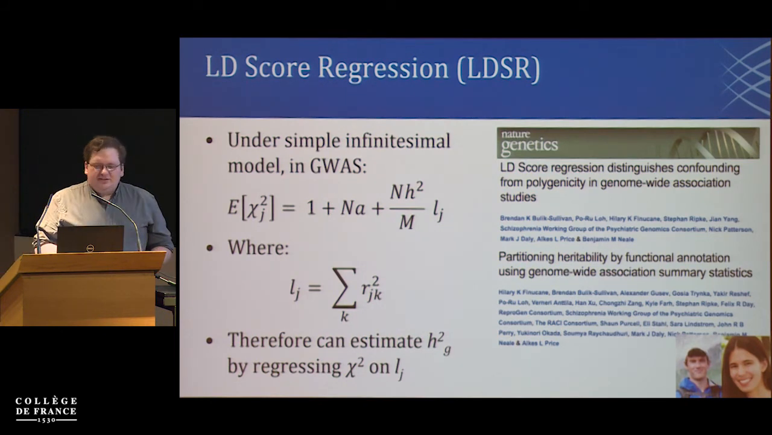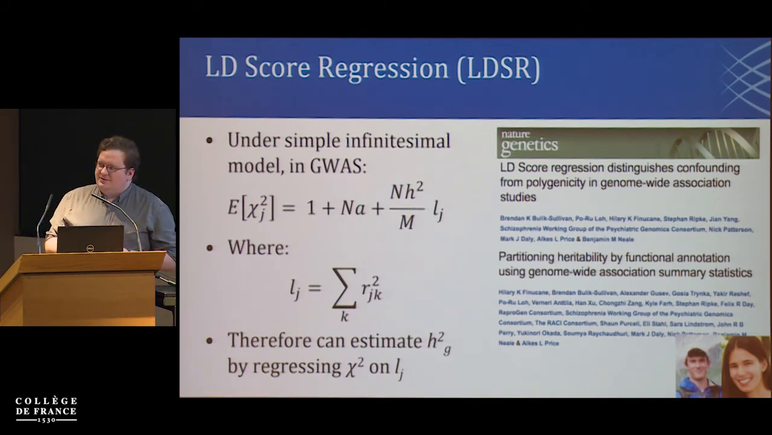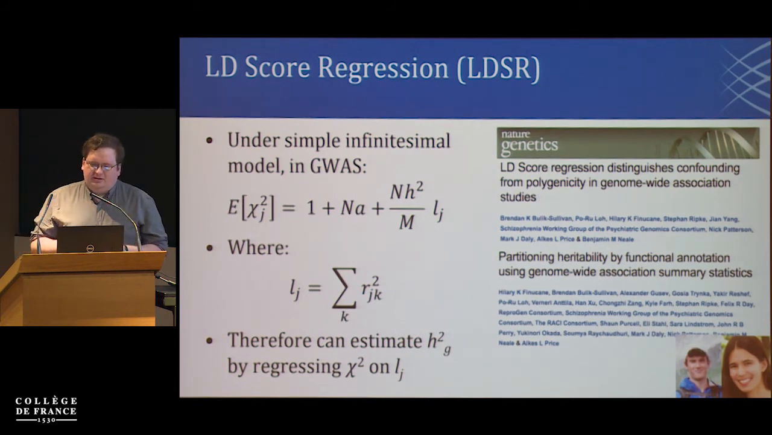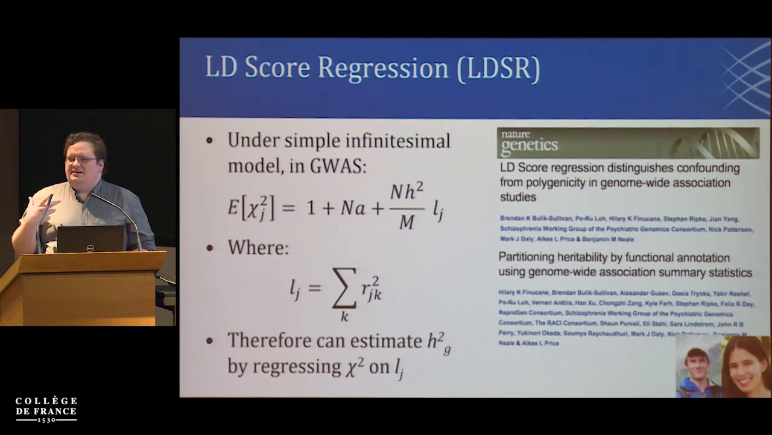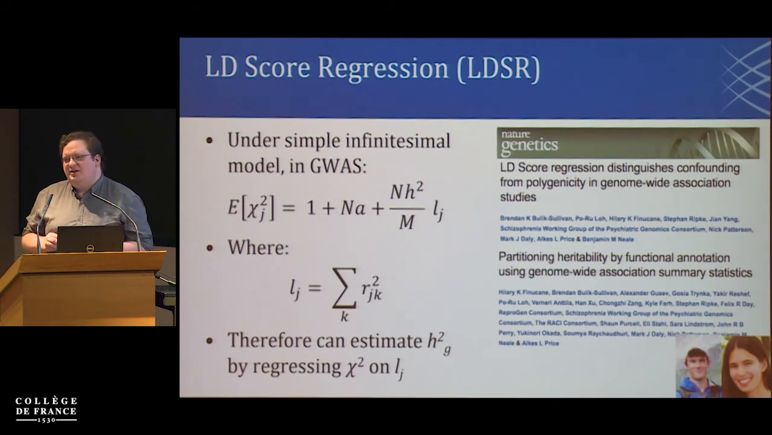This LD score regression method comes from a pair of papers in 2015, led by Brendan Bulik-Sullivan and Hilary Finucane. It essentially takes the idea that we look at the signal in our GWAS and think about the amount of correlation that exists amongst neighboring variants in the genome. This relates very strongly to the haplotype structure that Jonathan described that allows us to do imputation.